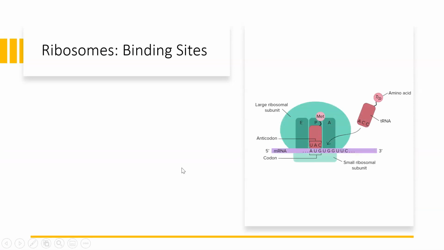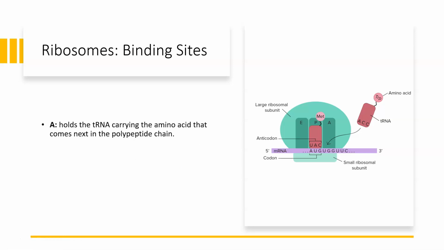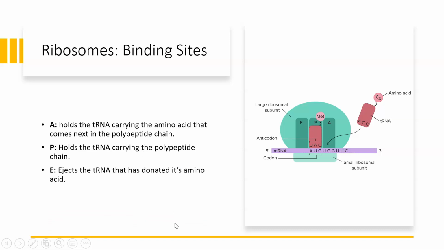Okay, so looking a bit closer at what we mean about these binding sites. So binding site A holds the tRNA carrying the amino acid that comes next into the polypeptide chain. So here it comes in and A is going to hold it. P holds the tRNA carrying the polypeptide chain. So P has the chain on it. And then E is the one that ejects the tRNA that has donated its amino acid to the chain.